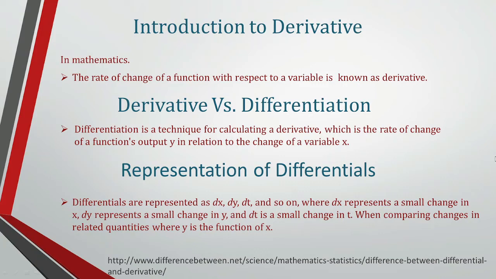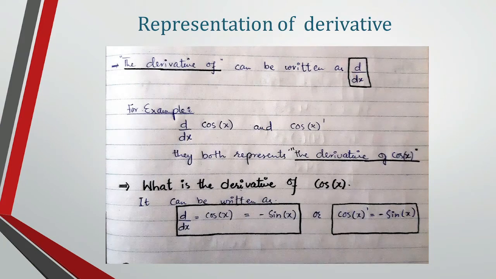Now differentiation is a technique for calculating a derivative. How is it represented? Differentials are represented as dx, dy, and dt, where dx represents a small change in x, dy represents a small change in y, and dt represents a small change in t. The derivative can be written as d over dx or with a bar. For example, d over dx of cos x is equal to minus sin x, or the derivative, which is cos x bar, is equal to minus sin x.